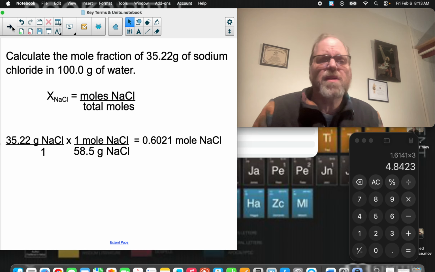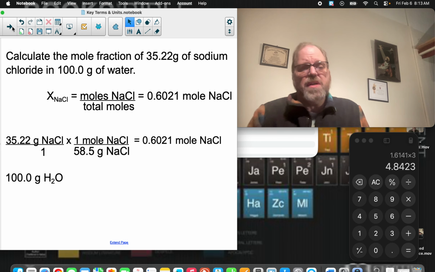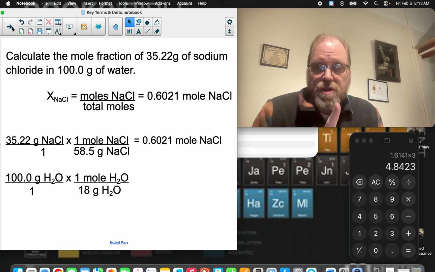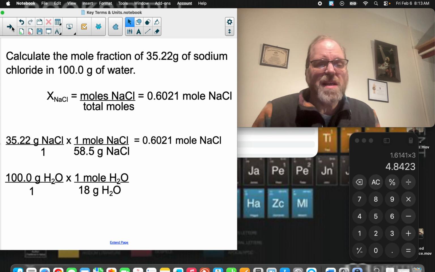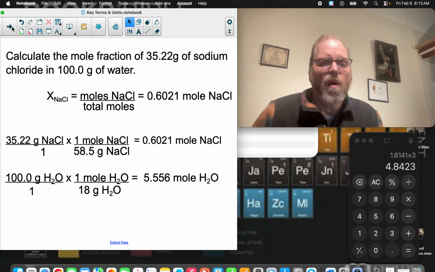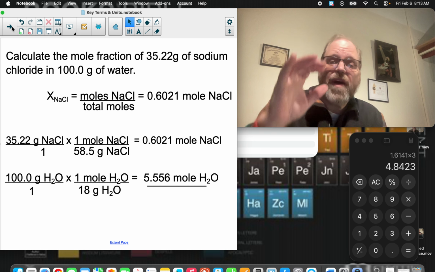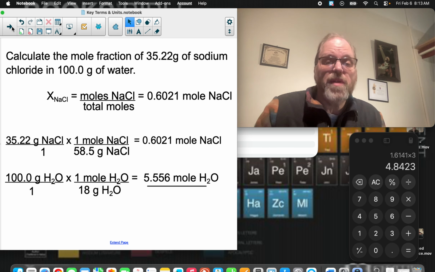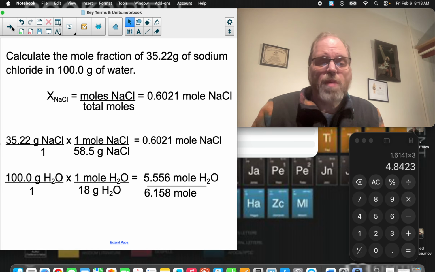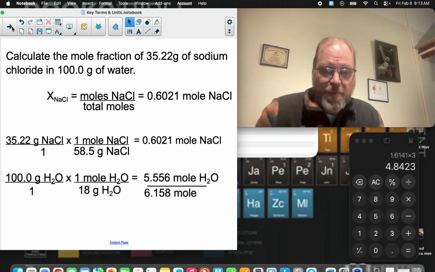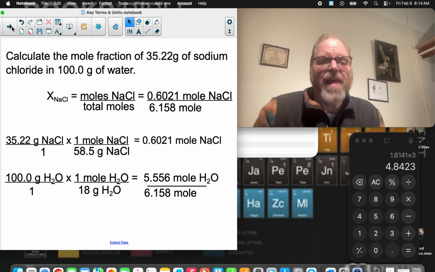Well, the other substance in here is water. So we have 100.0 grams of water. Hydrogen's 1 times 2 is 2. Oxygen's 16. 16 plus 2 is 18 grams is 1 mole. So we're going to divide that through, and we're going to get 5.556 moles of water. Now, we want to find the total number of moles. How are we going to do that? We're going to add them up. So take 0.6021 plus 5.556, and we get 6.158. Remember, last column, 3 decimals. All right, we're going to put that on the bottom.